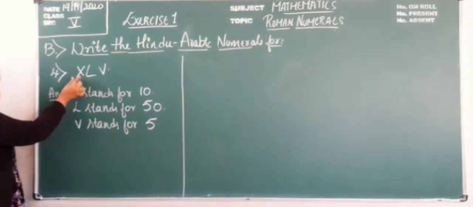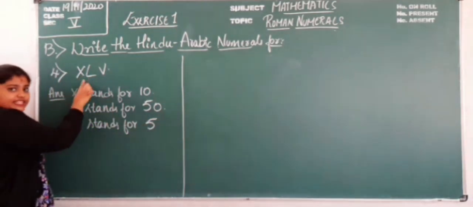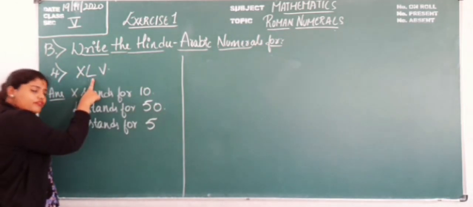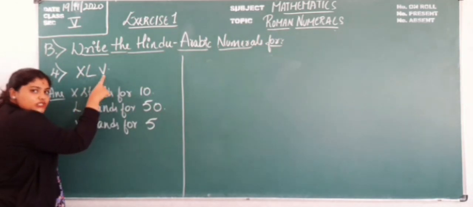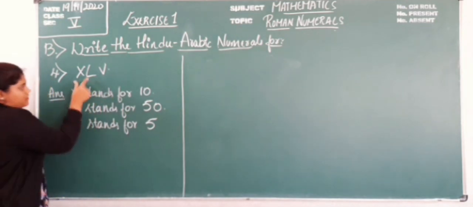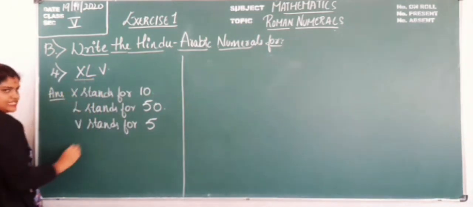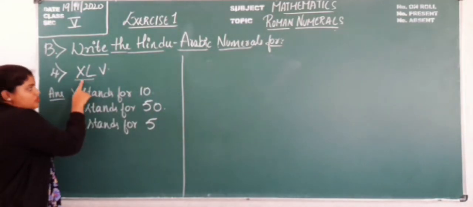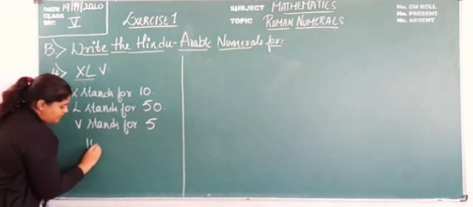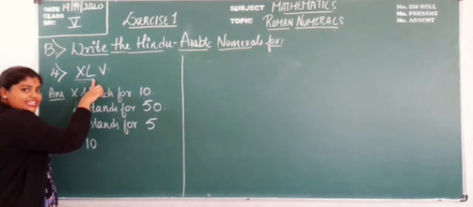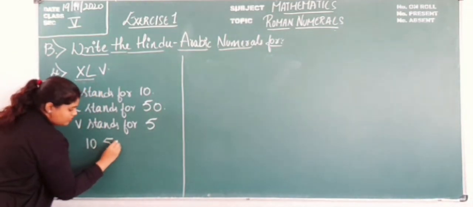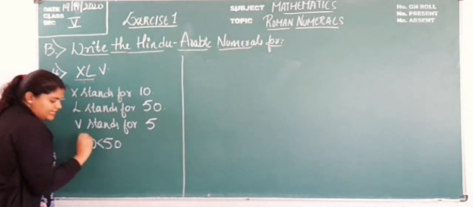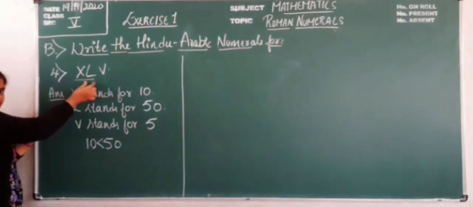So first we are having X, which stands for 10. Next we are having L, which stands for 50. Then we have V, which stands for 5. Now if I consider this XL, the value of X is 10 and the value of L is 50. Which is greater, 10 or 50? Yes, 50 is greater.